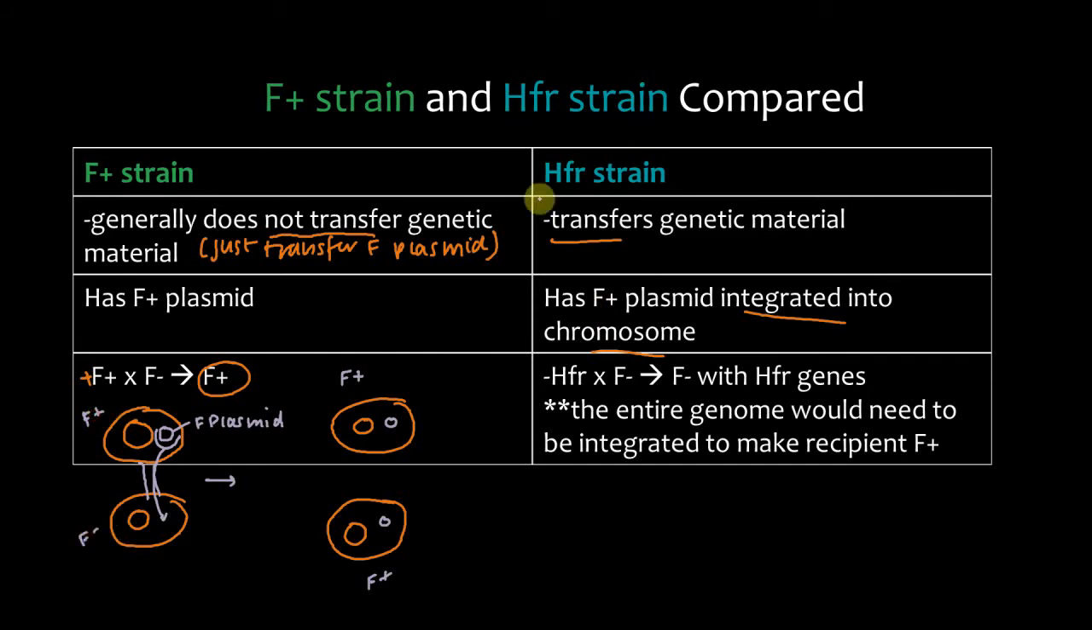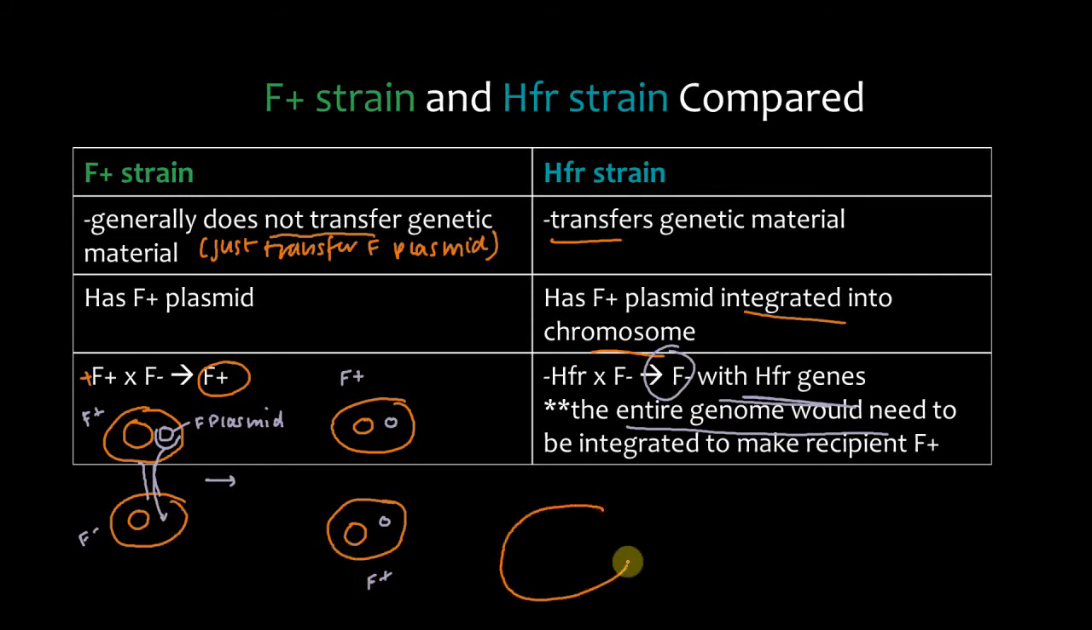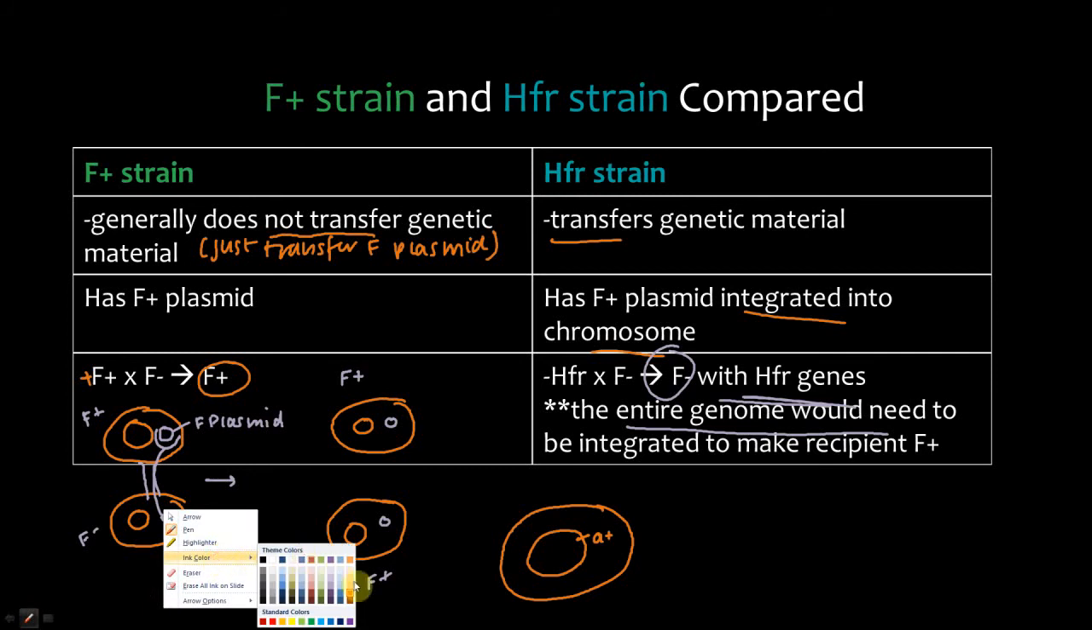And we're going to compare that to the Hfr strain, where we have an F plus plasmid integrated in the chromosome. So if we have an Hfr times an F minus, you still end up with an F minus. You don't get an F plus at the end of the day, but now it has the genes of the Hfr. So the final product of this is, so here we're starting out with our same bacteria, and let's say that this bacteria has an A plus, and we're going to cross it with this one.